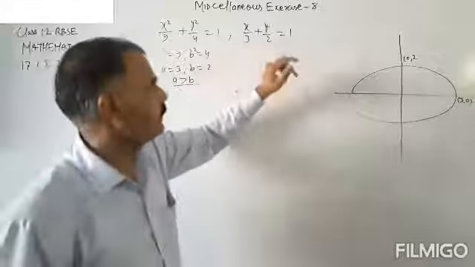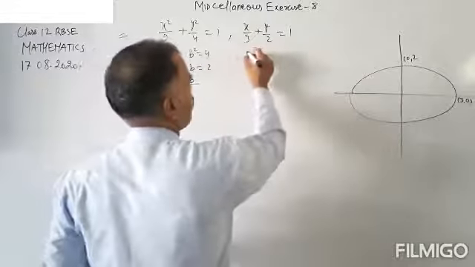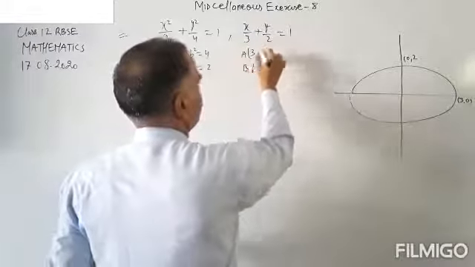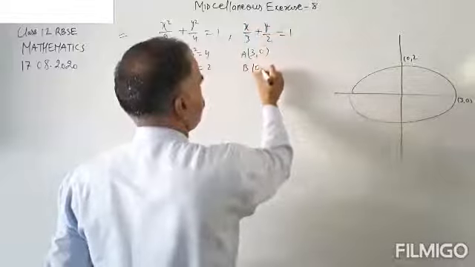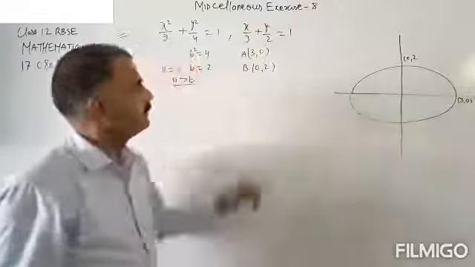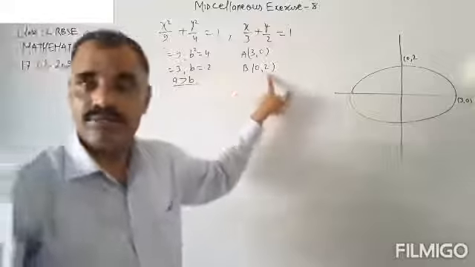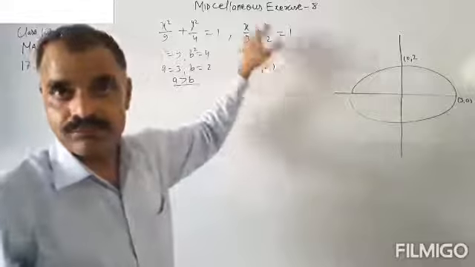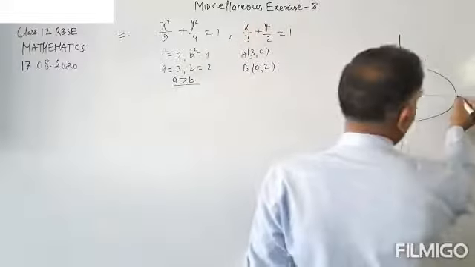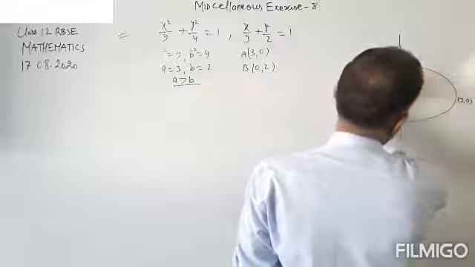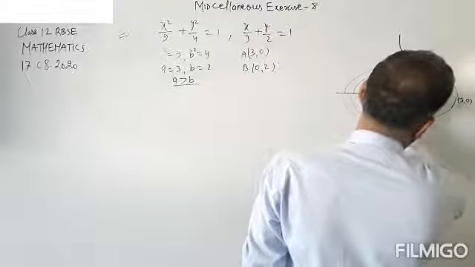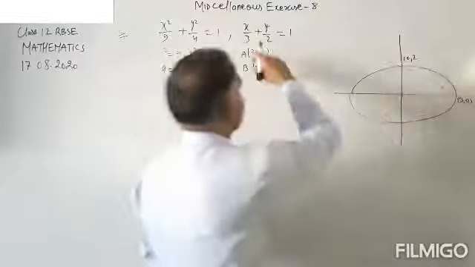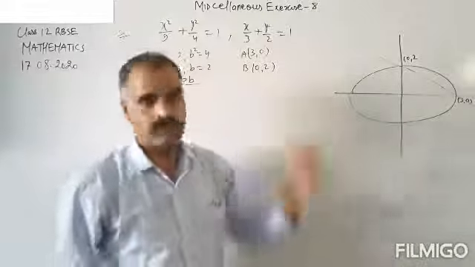Now we have to draw the line x upon 3 plus y upon 2 equals 1. When y equals 0, x equals 3, so 3, 0 is one point, and when x equals 0, y equals 2, so 0, 2 is another point. So 3, 0 and 0, 2 are the points lying on the x axis and y axis of this line. Now joining these two points we will have the line. This one is the given line, x upon 3 plus y upon 2 equals 1.